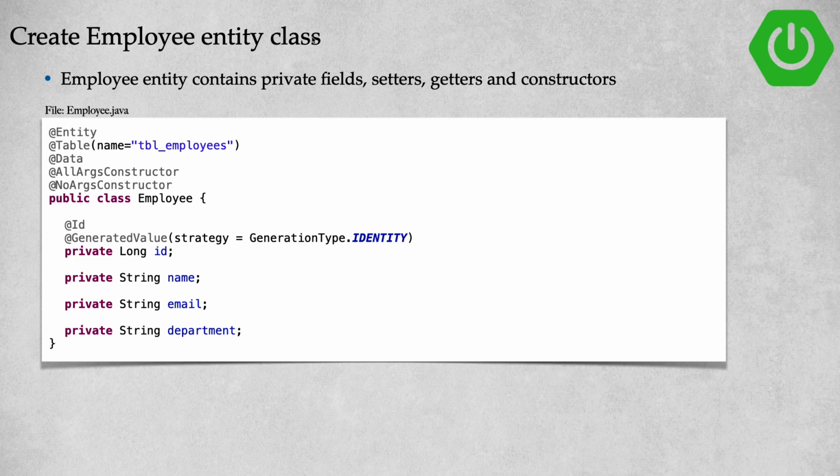We will add the @Table annotation, which will provide the table information, and we will add the @Data annotation, which is the Lombok annotation. It will generate the setters, getters and toString method. And also we will add the all argument constructor and no argument constructor annotations. We will create 4 fields: ID, name, email and department. And for the ID field, we will add the @Id annotation to mark the column as the primary key.